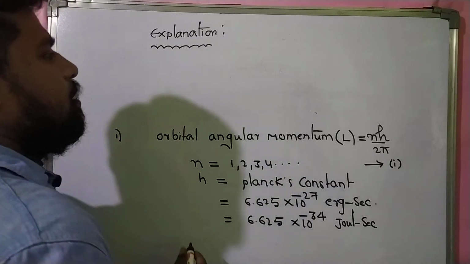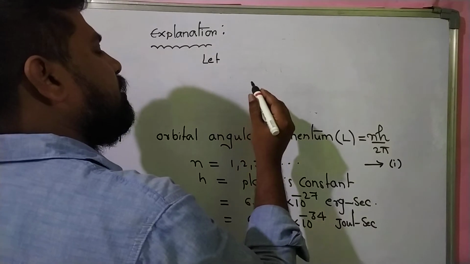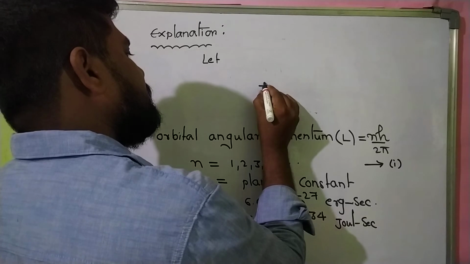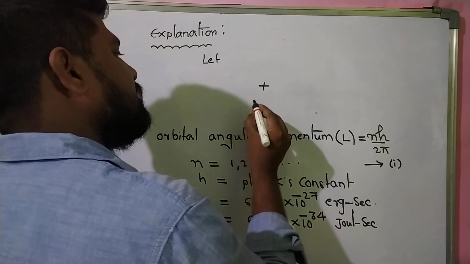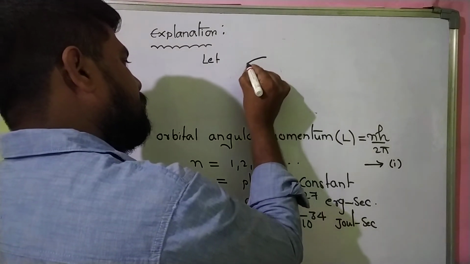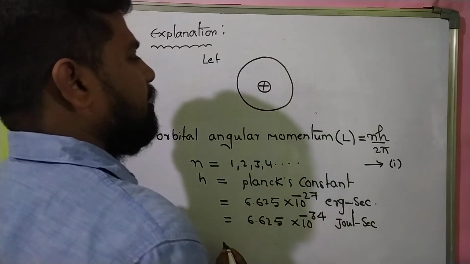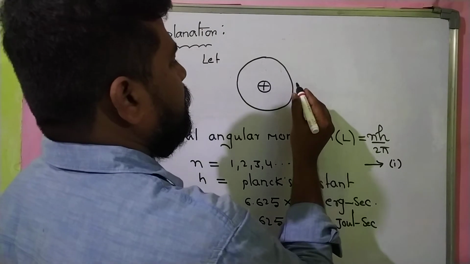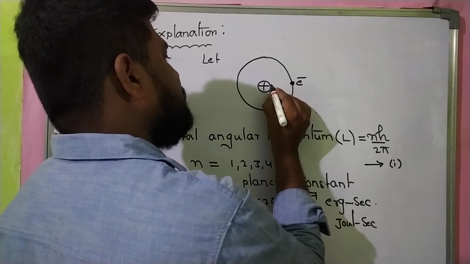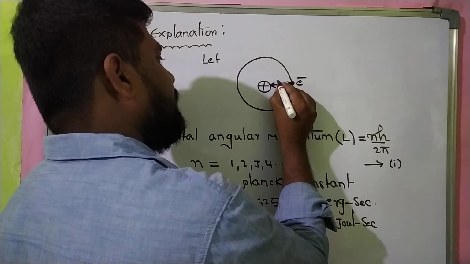Now let an electron be revolving around the nucleus, like this. This is the positive charge of the atom called the nucleus. Around this nucleus, the electron is revolving in a circular path. So this is one electron. The distance between the nucleus and the electron is called the radius.